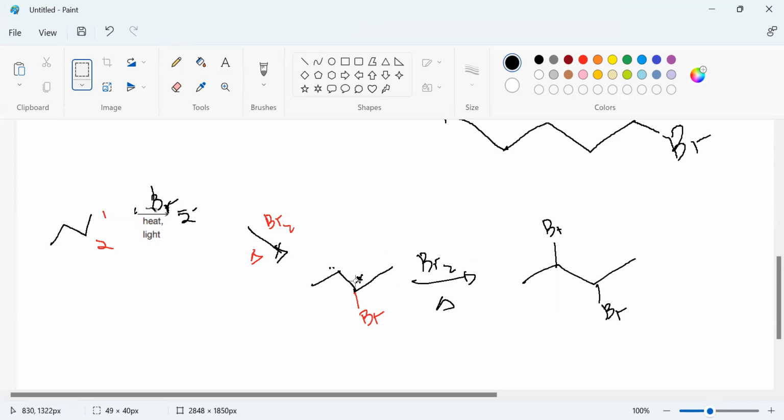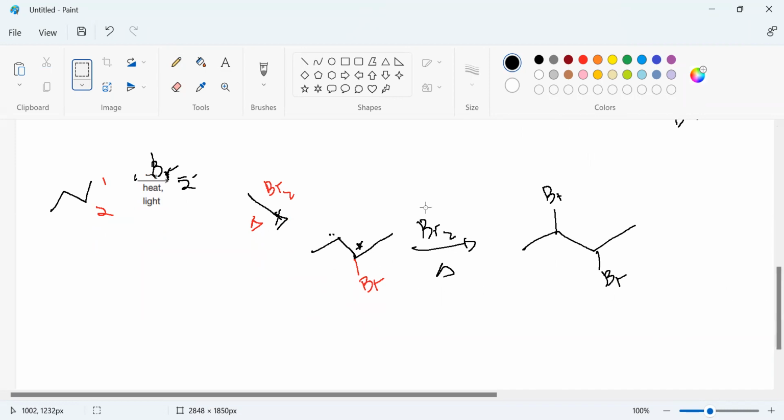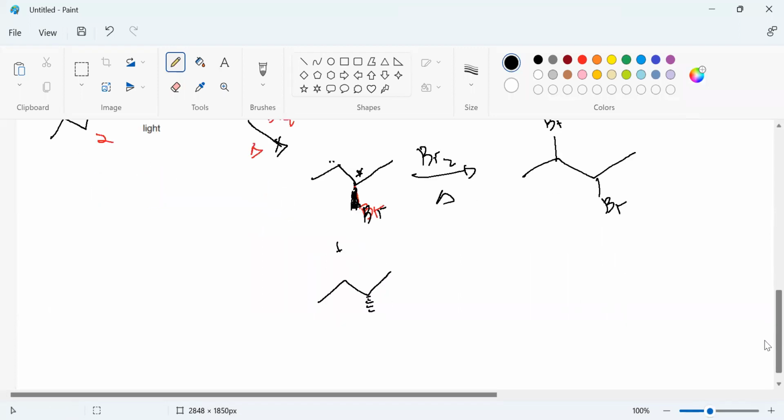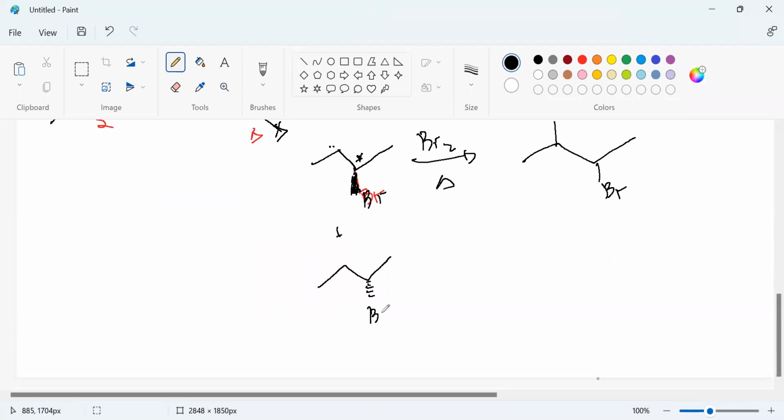Okay. You have 2 chiral products. You have 2 chiral compounds. Let's say the first one is this, plus the other one is this. You have this, and you have your Br2, in the presence of light.